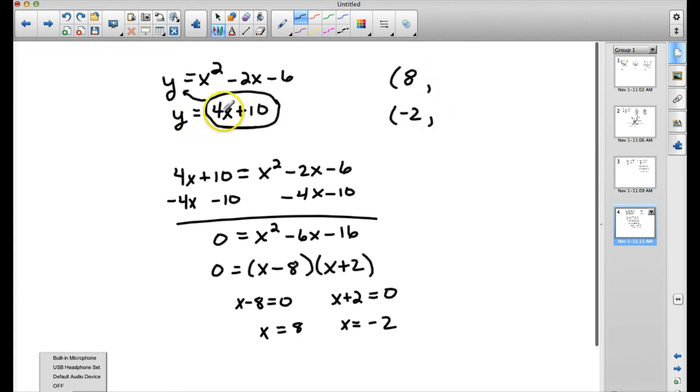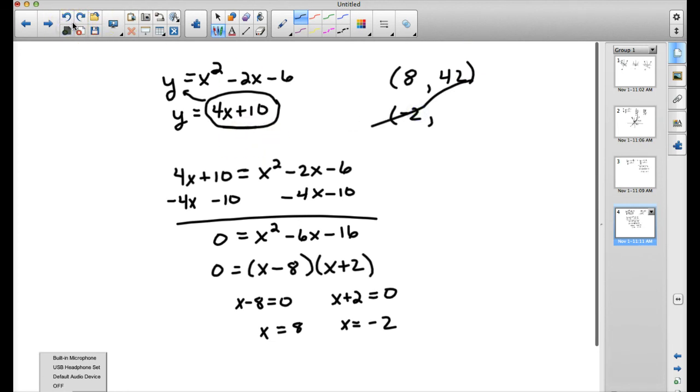So now I have to go back, and it doesn't matter which equation to go back to, to figure out your y. 4 times 8 is 32, plus 10 is 42. And I can go back to the other equation. 8 squared is 64, minus 16 is 48, minus 6 is 42. You're going to get the same answer.